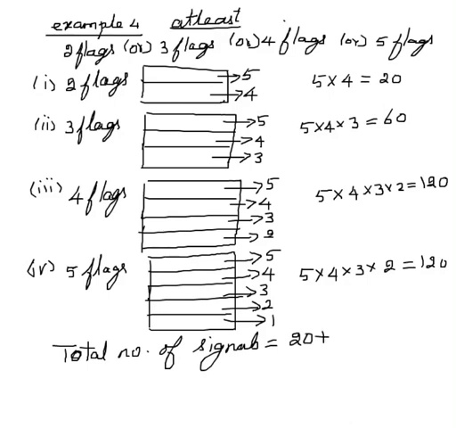Why are we adding? Because we can form with 2 flags or 3 flags or 4 flags or 5 flags. If we use the word or, we should add. So 20 plus 60 plus 120 plus 120. The total is 240, 300, 320.